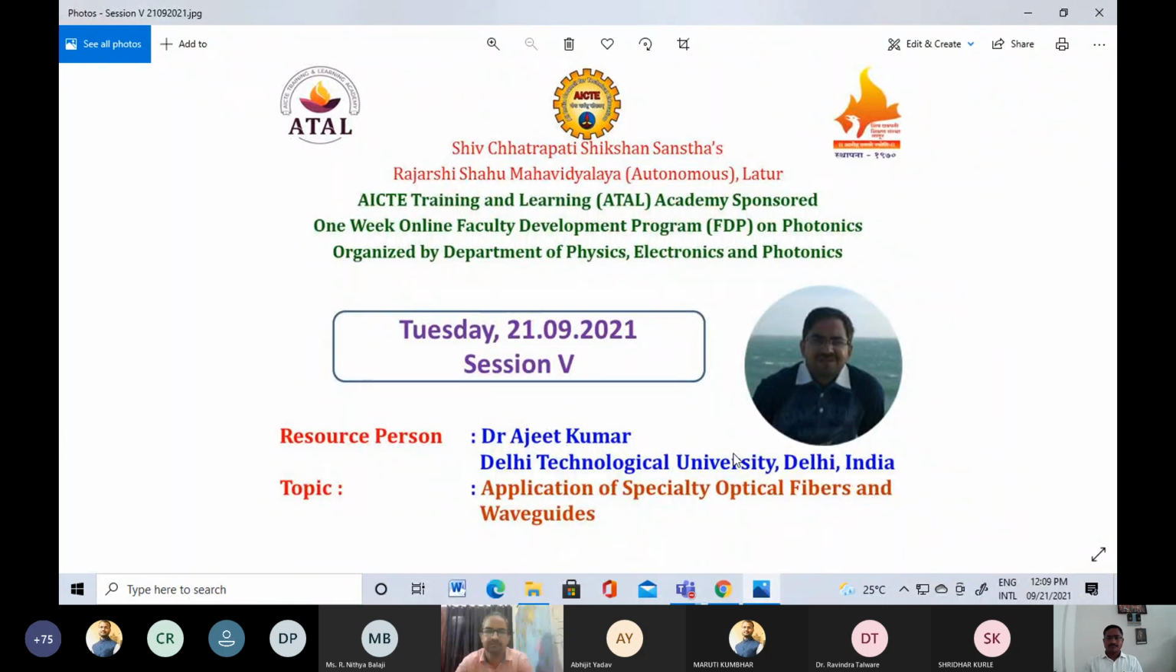He has published more than 100 research articles in journals and conferences. His current research interests include novel large mode area single mode fibers, segmented cladding fibers, fiber optic sensors, and waveguide long period gratings. Dr. Kumar is a recipient of the Young Scientist Award by Uttarakhand Government, India. He is a life member of Optical Society of India, Indian Laser Association, and the Indian Science Congress Association, and a member of Optical Society of America. Ladies and gentlemen, please join me to welcome Dr. Ajeet Kumar sir. Welcome, sir.